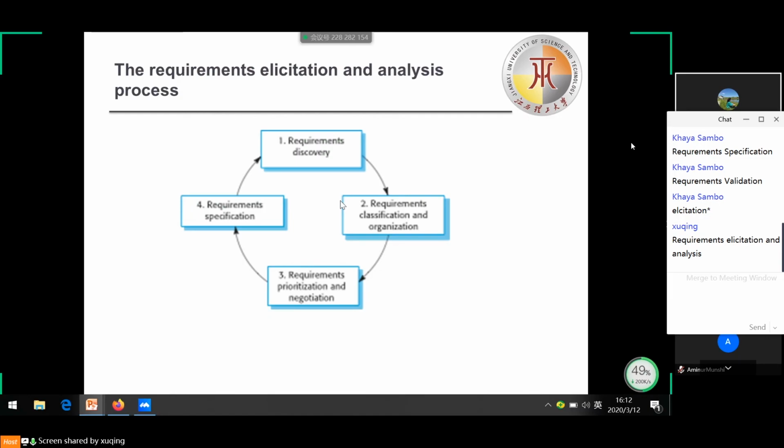Here, this figure shows a process model of the elicitation and analysis process. Here we see that the process includes four activities. The first one is the requirements discovery. Then we have the requirements classification and organization. Later, we have requirements prioritization and negotiation. At last, we have the requirements specification. And pay attention, it is a cycle. That means we can turn back to requirements discovery.